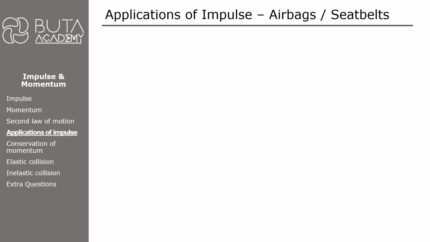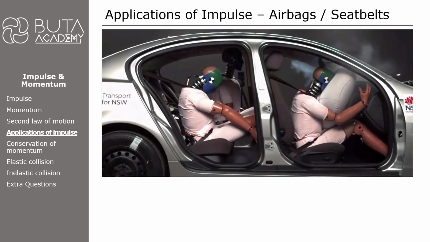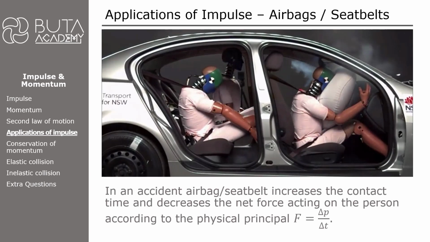As a safety precaution, all vehicles must have seatbelts and airbags installed on them. In an accident, airbags or seatbelts increase the contact time and decrease the net force acting on the person, according to the physical principle F is equal to delta P over delta T. There are three key phrases here, which we have to mention in the exam to get full marks. The first one is increases the contact time or time of impact. The second key phrase is decreases the net force. And the last one is according to the physical principle F is equal to delta P over delta T.